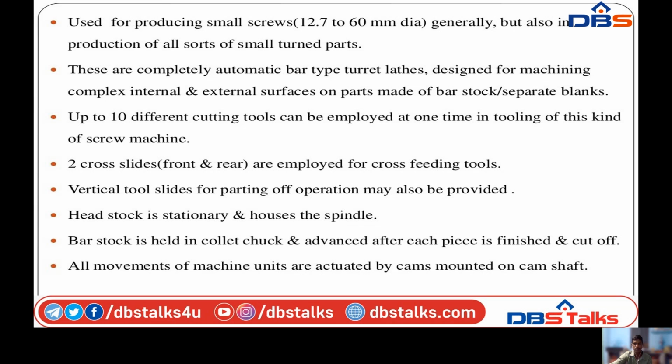It is used for producing small screws, that means 12.7 to 60 dia long. Generally, it is also used for production of all sorts of small turning parts. It is not preferred for large turning operations, only preferred for small turning operations. Up to 10 different cutting tools can be employed at one time in the tooling of this kind of screw machine. Screw cross slides are also employed for cross feeding tools.